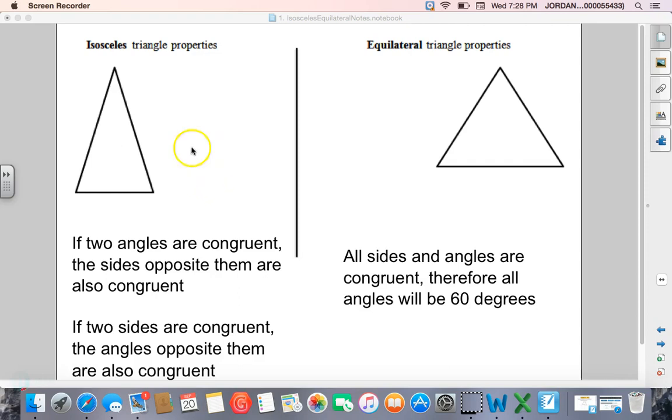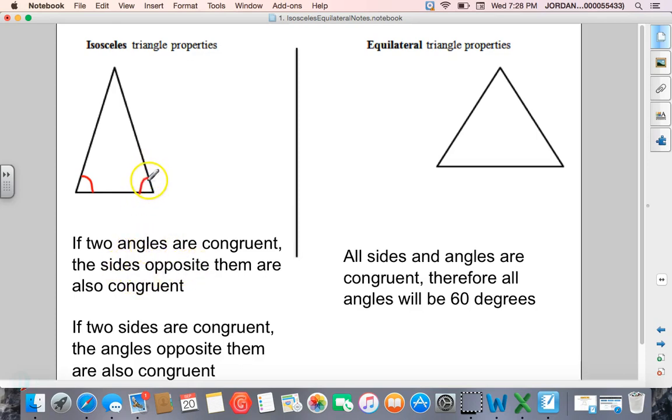Alright, so we're going to talk about isosceles triangle properties and equilateral triangle properties. Hopefully you guys remember a little bit about these two. Start with isosceles. Biggest thing to know is if two angles are congruent, then the sides that are opposite them are also congruent. So if this angle and this angle are congruent, that's what these little arcs mean, that these two are the same amount, then the sides that are opposite them are also congruent.